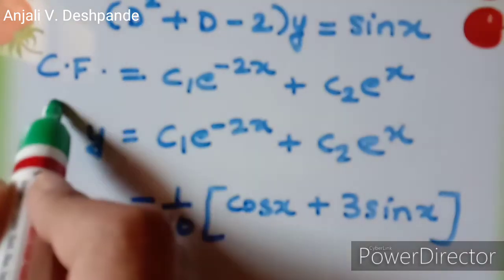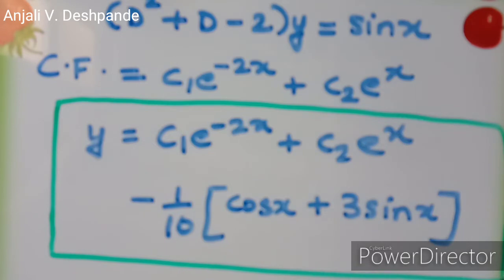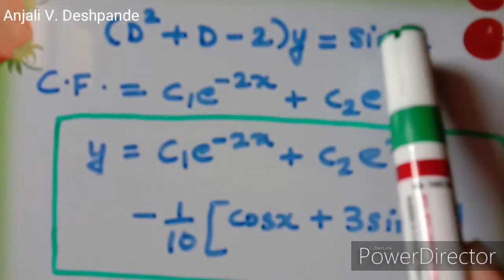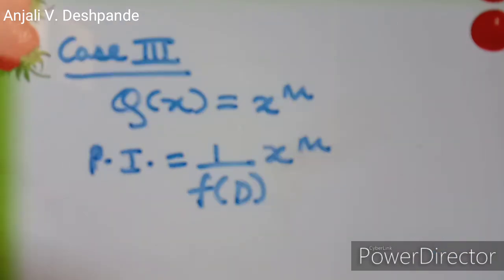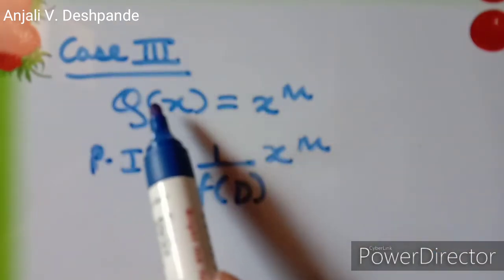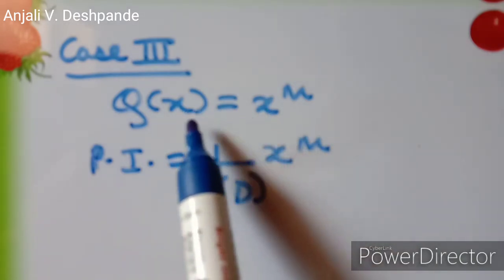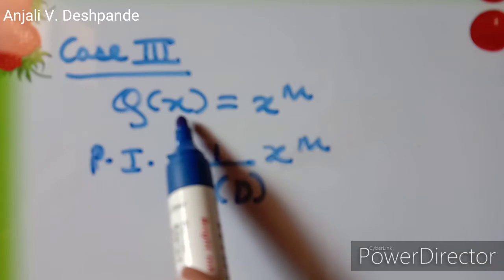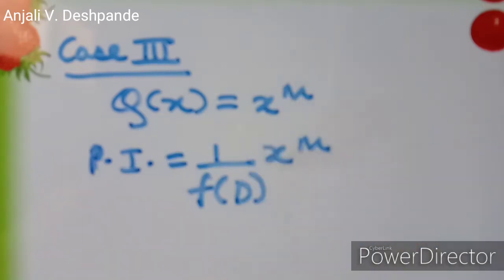CF plus PI is the complete solution of the given linear differential equation with constant coefficients when the right hand side is sin x. Now we are seeing case 3 in order to find the particular integral of the linear differential equation with constant coefficients. Here the right hand side, that is the function Q(x), is x raised to m, where m is a positive integer.